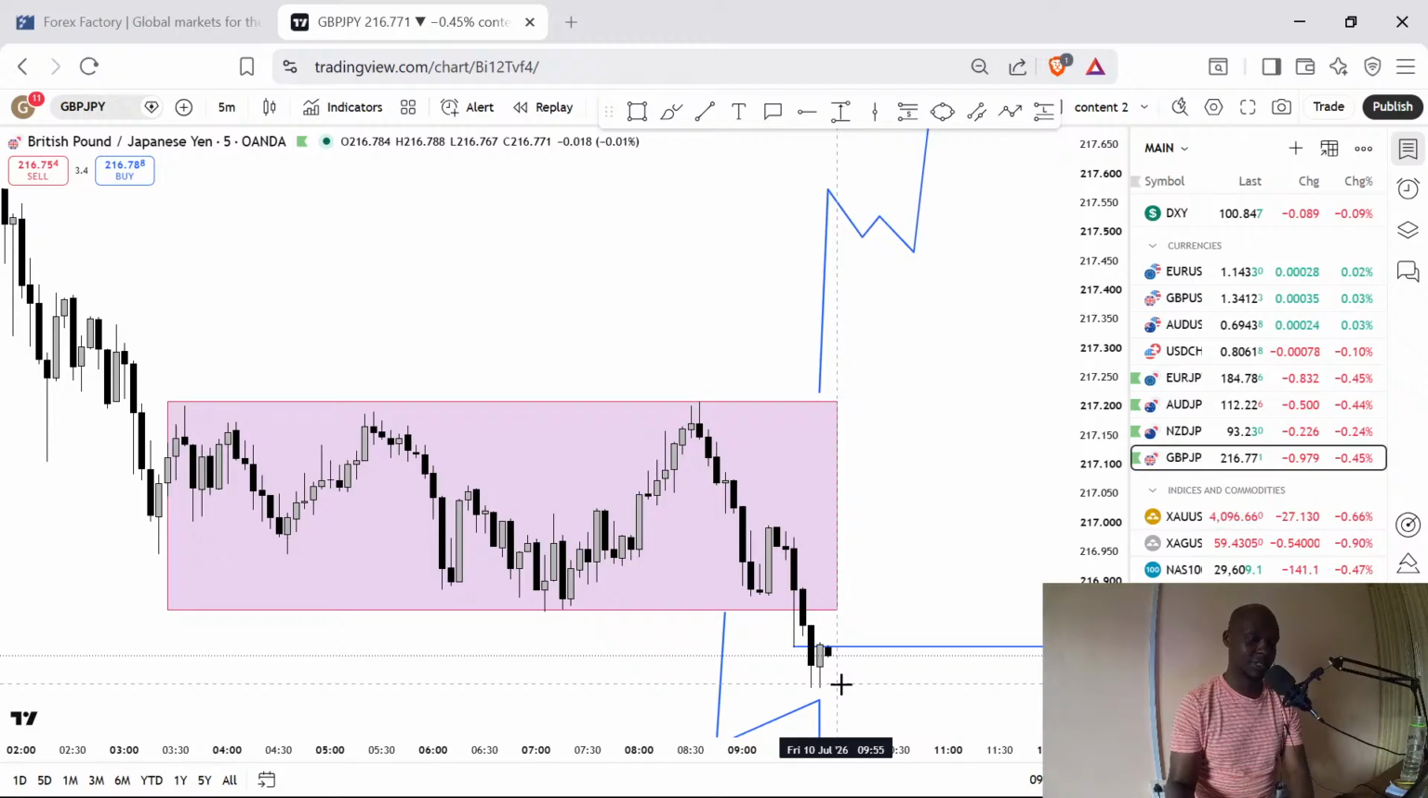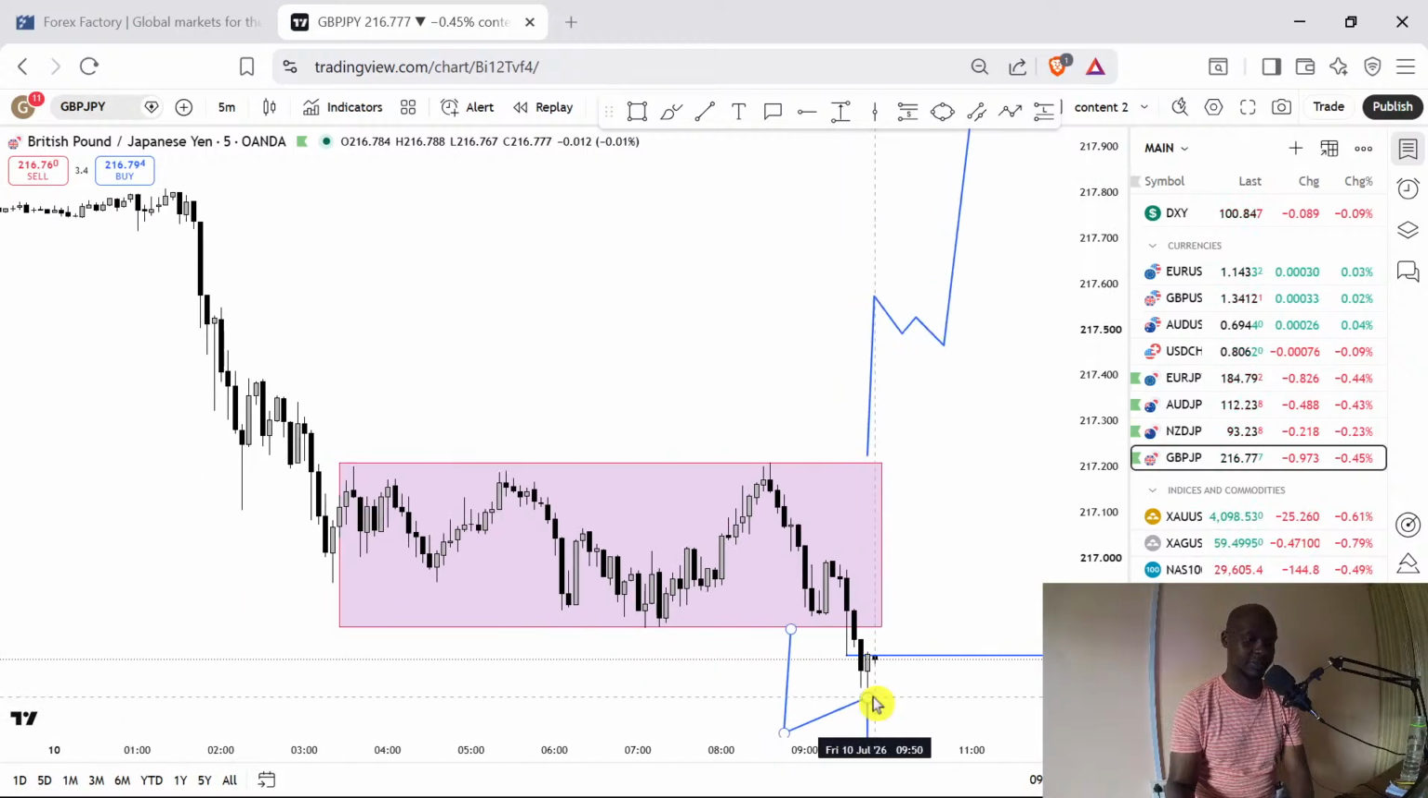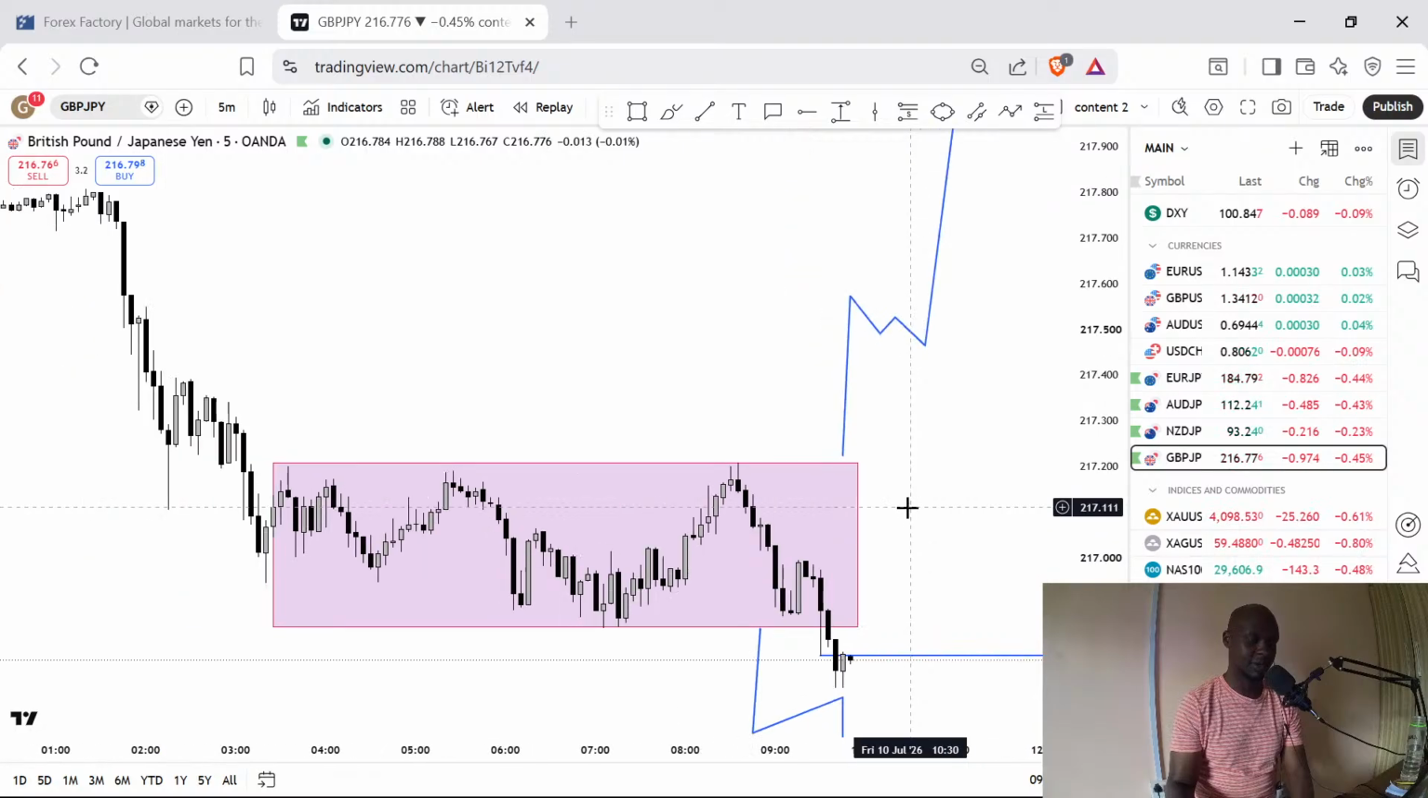So there's still the possibility of getting the confirmation candle. If this candle that we have right now, that just started, closes as a strong bearish candle, then the shorts might be on, but let's wait and see.